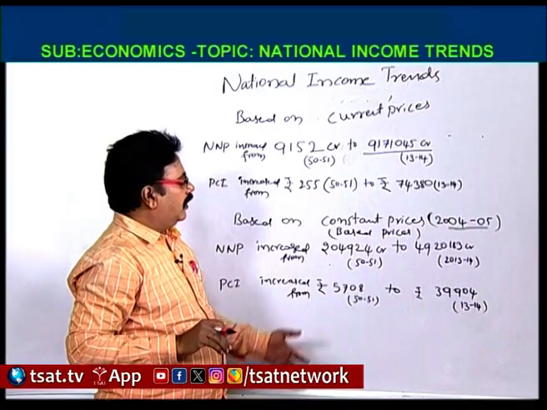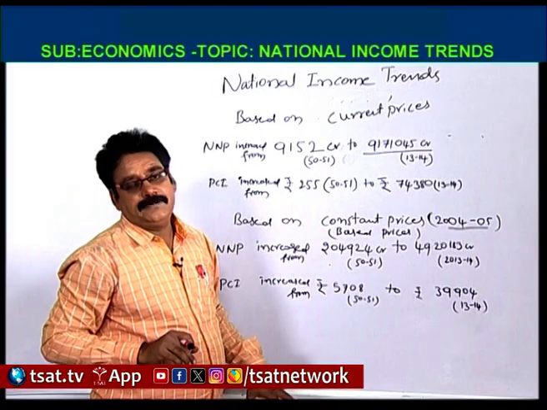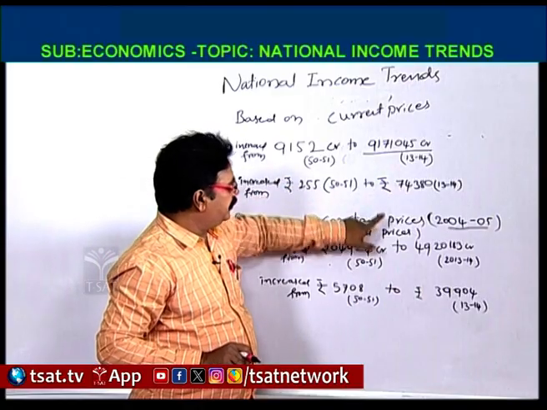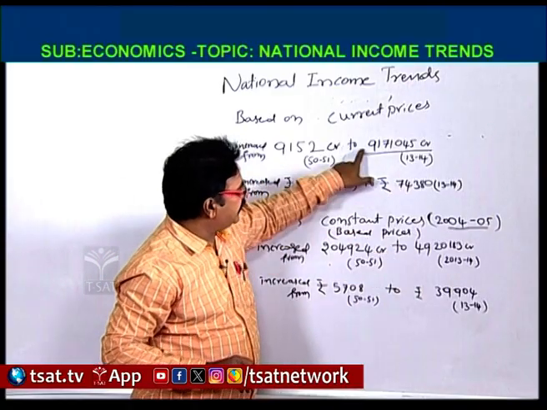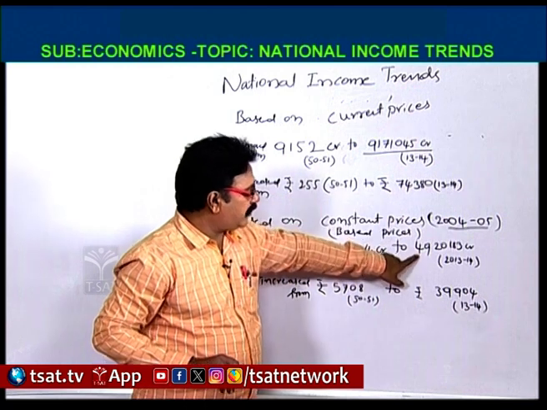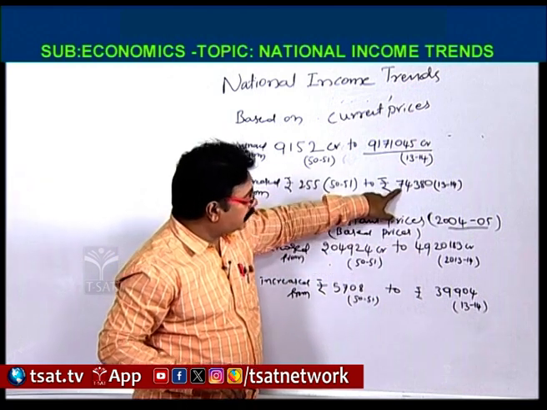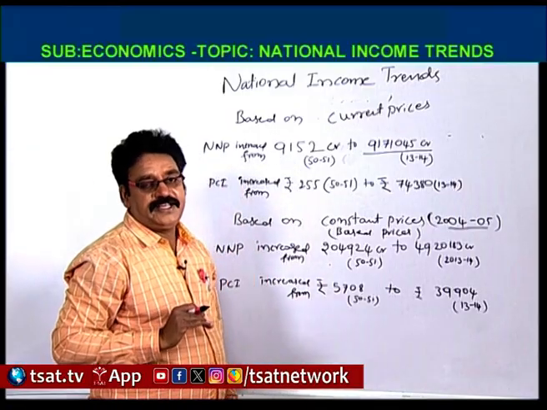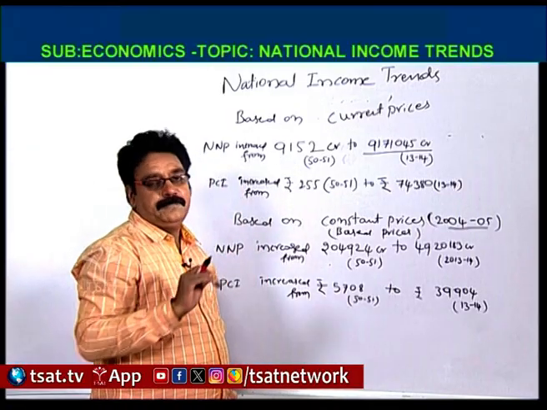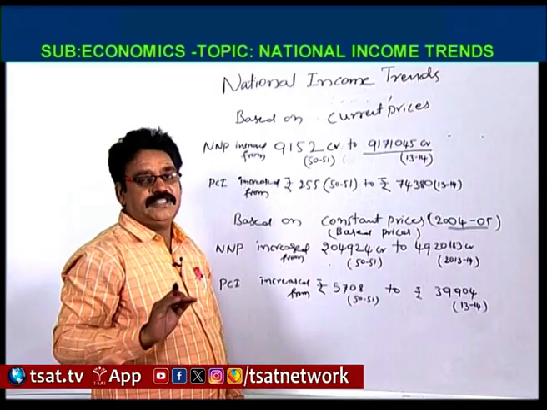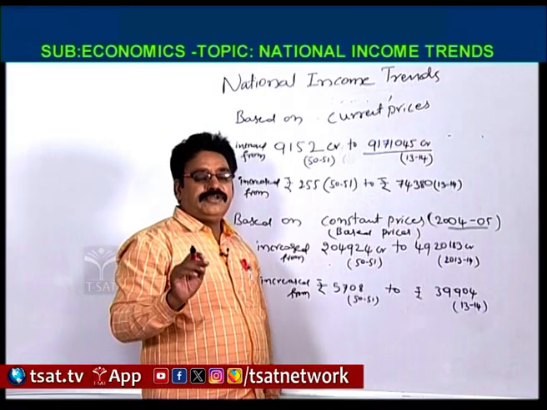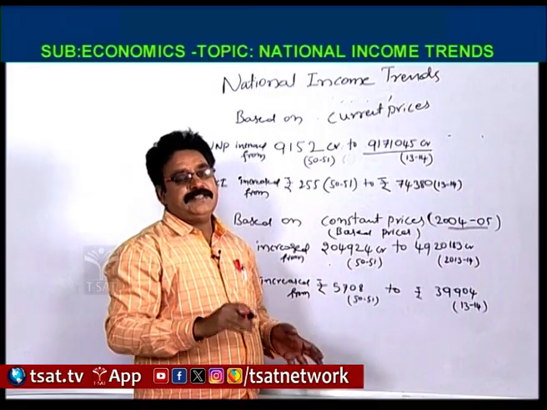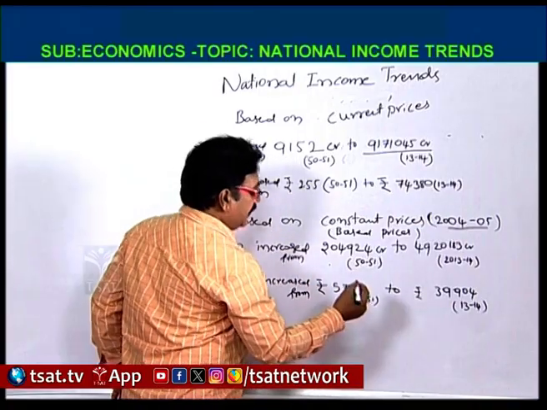How much amount is removed as monetary effect from here to here: 91 is reduced to 49, and 74,000 to 39,000. That much monetary effect we observe in national income trends. And one more thing we have to keep in mind: currently the base year has been changed to 2000.